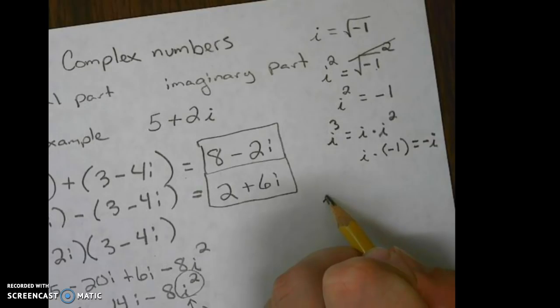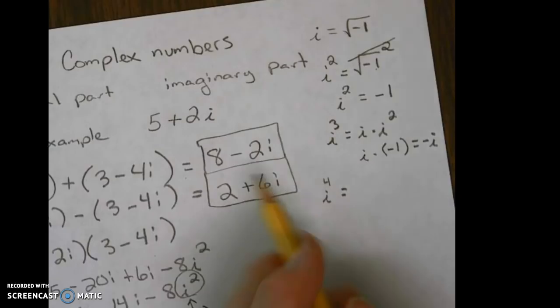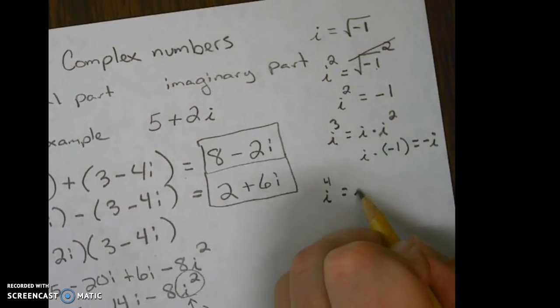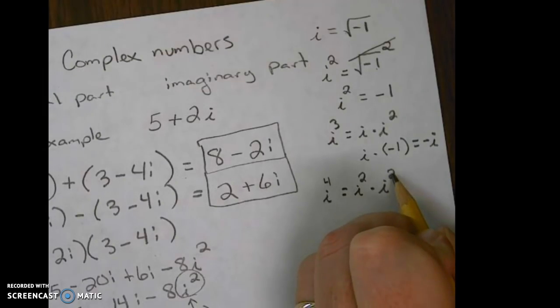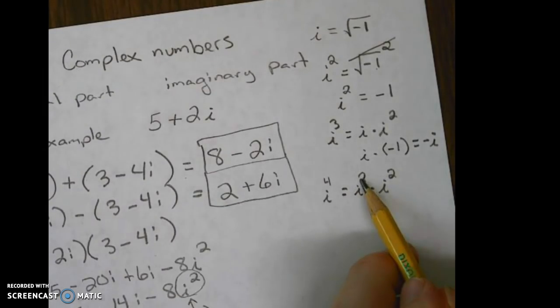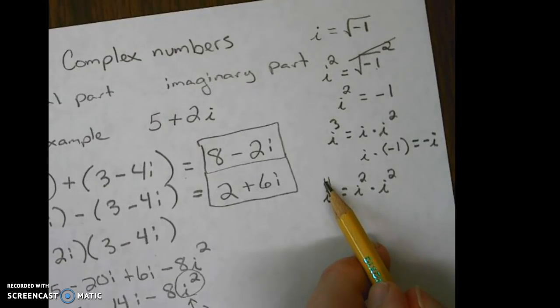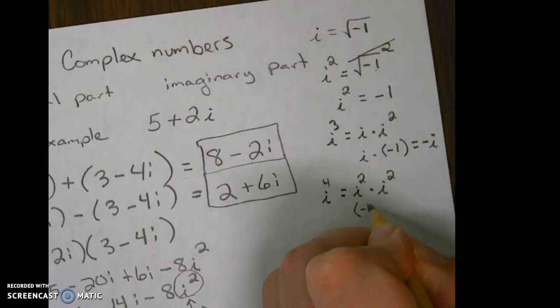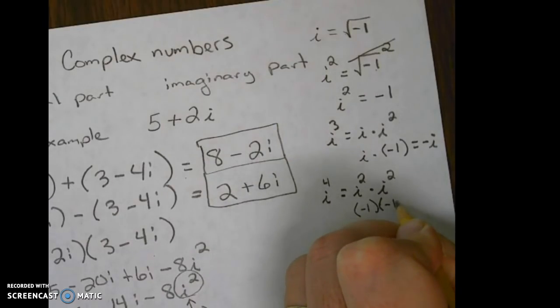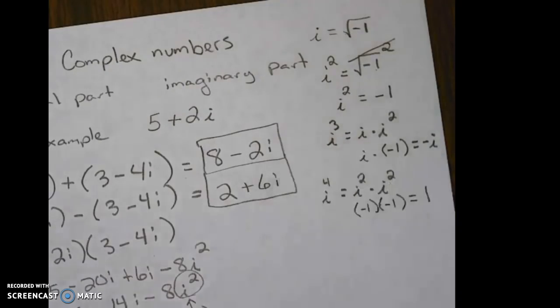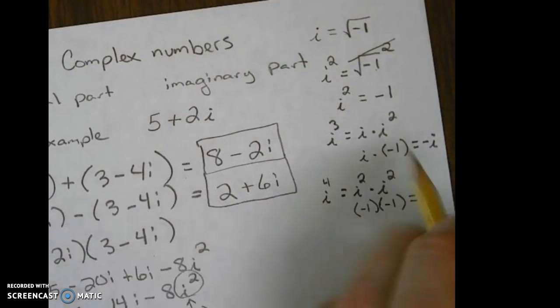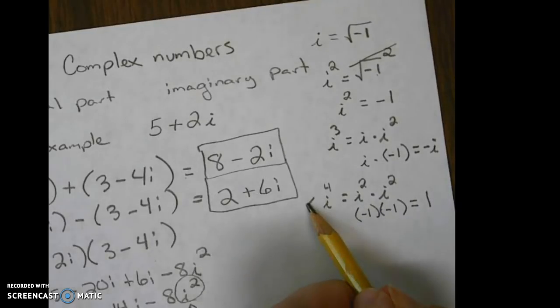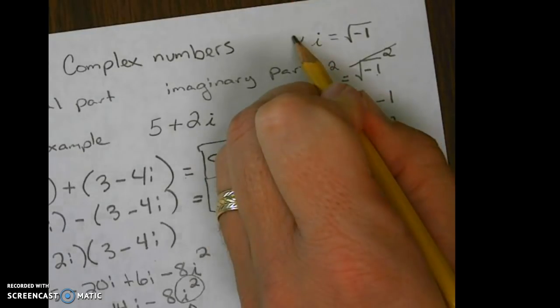And then we have I to the 4th. Well, that one is going to be I squared times I squared. I'm going to use that one because 2 plus 2 is 4. And we know that I squared is equal to negative 1, so it's going to be negative 1 times negative 1, which is 1. Okay? These are the 4 that you need to know. This one's especially important, and of course this one is.